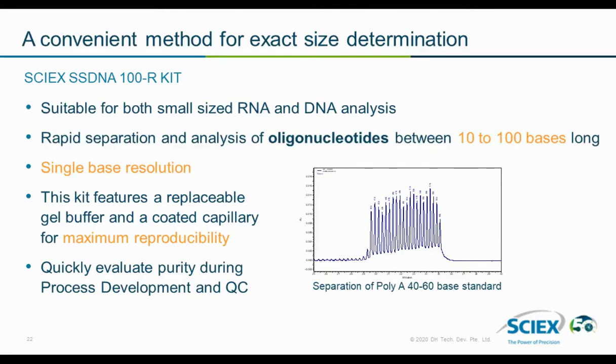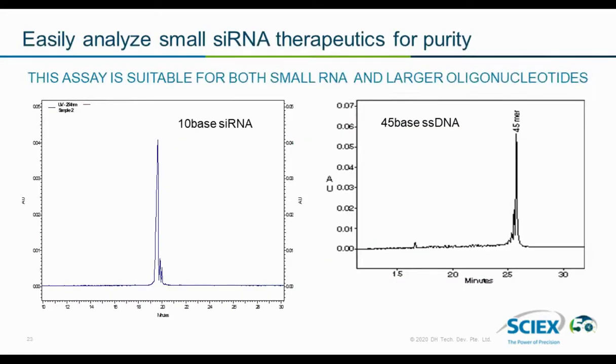Basically, every time you run a sample, you completely replace the gel between injections, so there's no carryover in this system. And to be honest, we don't use things like ion pairing agents. It's a gel electrophoresis-based separation using gel specifically designed for RNA. It's a good method to process and look at purity during development.